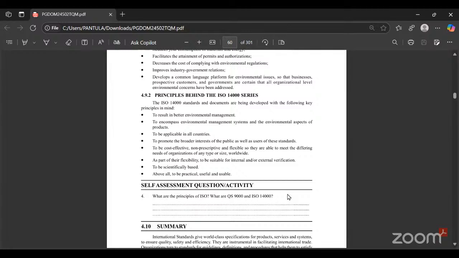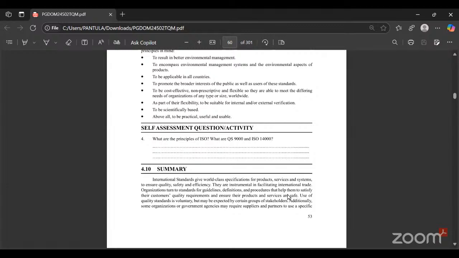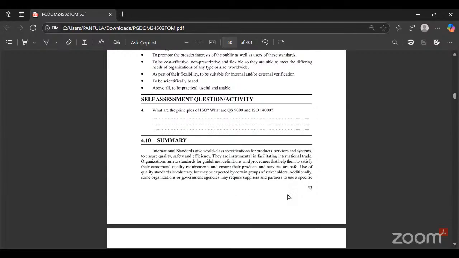The ISO 14000 series is an ISO standard and documentation developed with the following key parameters. It results in environmental management and encompasses the environmental management system, and allows environmental aspects of the product to be applied in all countries. It promotes broader implementation, and these standards are published for users to be cost effective and non-prescriptive, with flexibility. They are able to meet the differing needs of the organization. As part of the flexibility and suitability, internal and external verification is practical and useful.